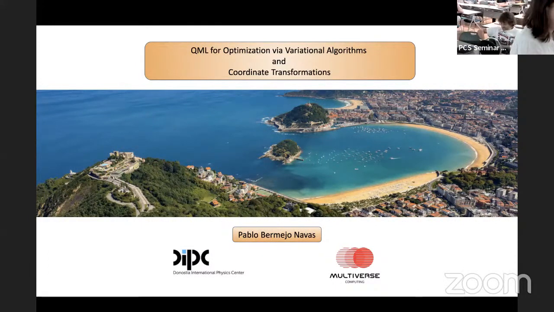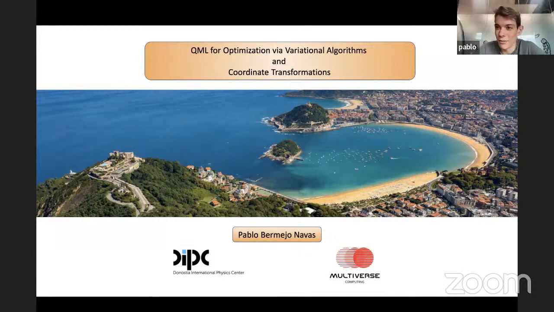Pablo did a double master's degree, one in Paris-Saclay and the other at École Normale Supérieure. Then he became a PhD student in Donostia, but at the same time, he's also working as a senior scientist at Multiverse Computing, which is a quantum startup in the same place. His research interests are in quantum machine learning, quantum computing, optimization problems, and these kinds of problems. Today's talk is titled Quantum Machine Learning for Optimization via Variational Algorithms and Coordinate Transformations. So Pablo, I think you can start.